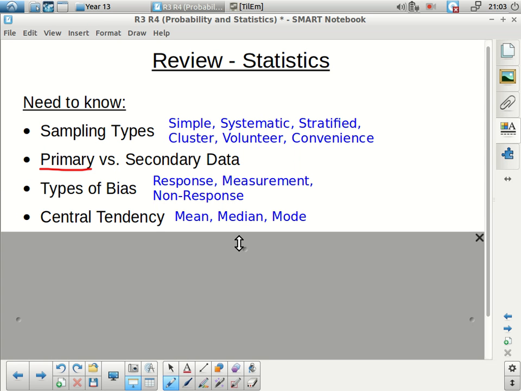Then we started talking about actually analyzing some numbers here. So we talked about central tendency, which is calculating the mean, the median, and the mode. So know what those 3 things are and how to calculate them.